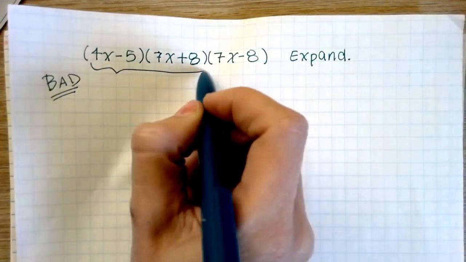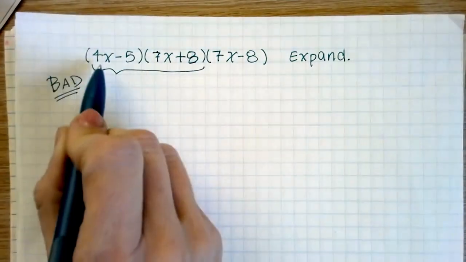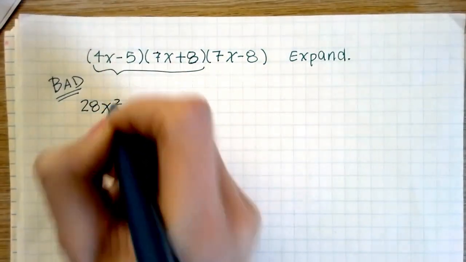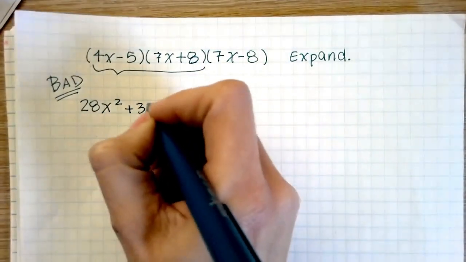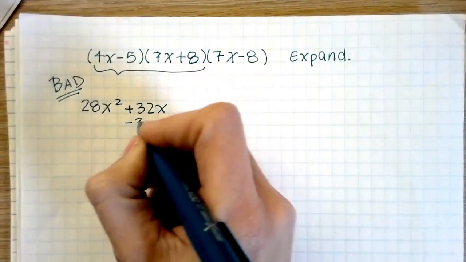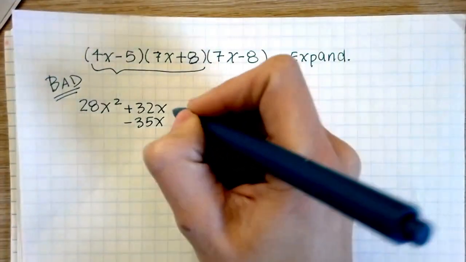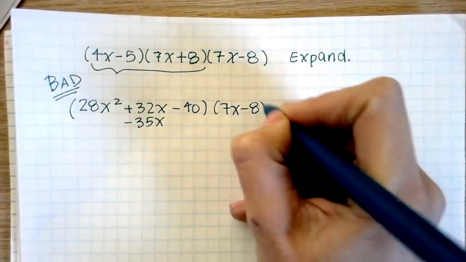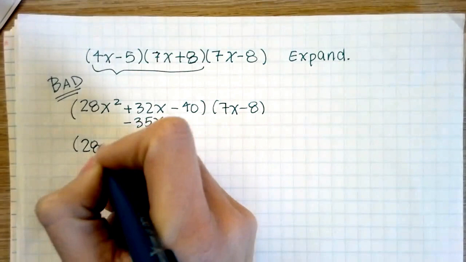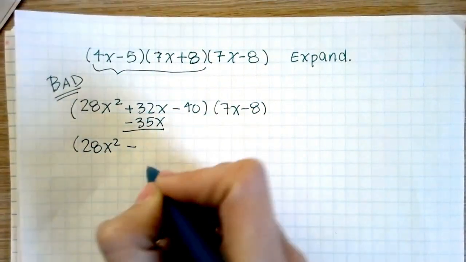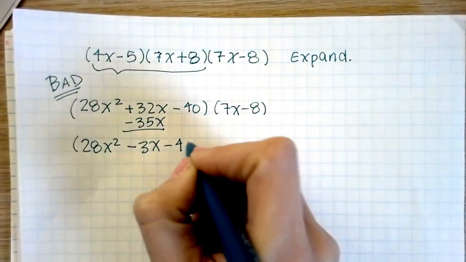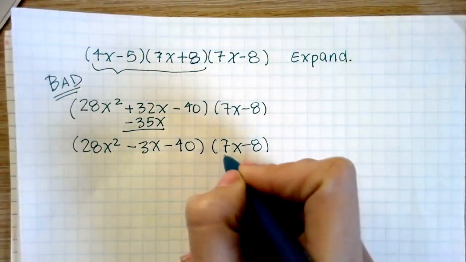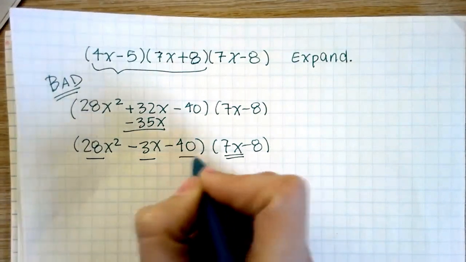Well, I'm going to start by multiplying 2 of them. Expand that. So first times first, I use FOIL to help me out. I get 28x squared, outer plus 32x, inner minus 35x, last minus 40. I'll clean that up in a second. 7x minus 8 just comes down for the ride. Let's combine like terms: 28x squared minus 3x minus 40, and 7x minus 8. Next step, I'm going to take 7x and multiply it by each of these things.